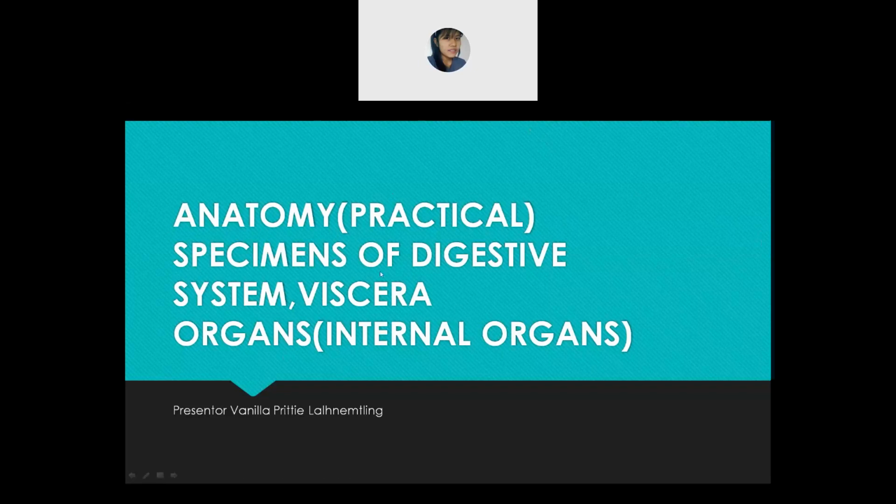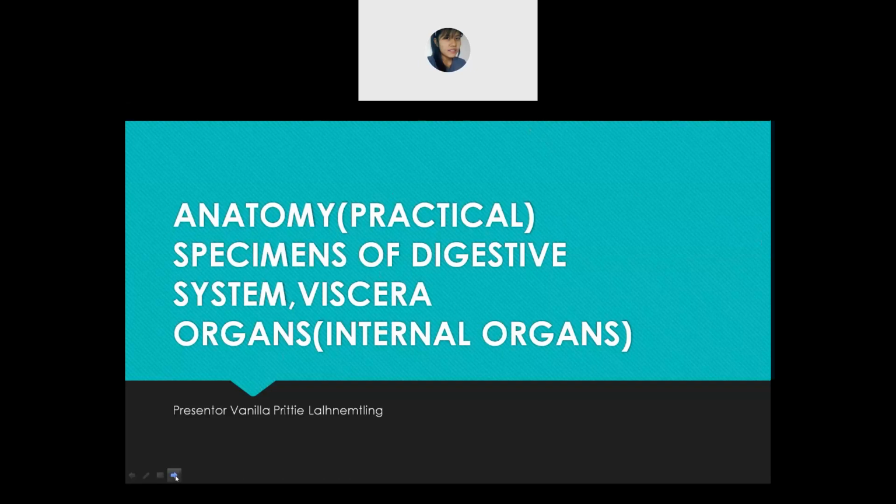Visceral organs, which are in the digestive system. I've already discussed the gastrointestinal system in the last class. I think you're familiar with it. It's not new to you all. In the last class before, I've even already showed you in the lab. I said you can see it in the specimen in the lab.